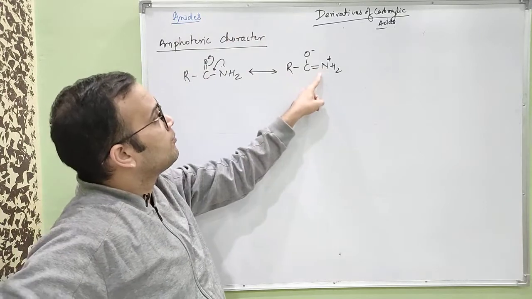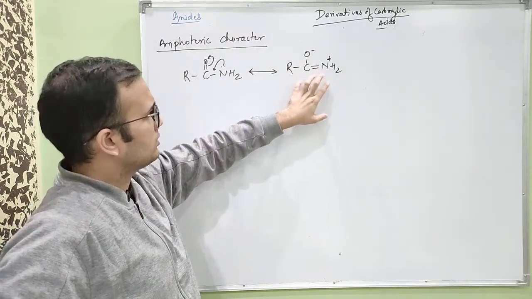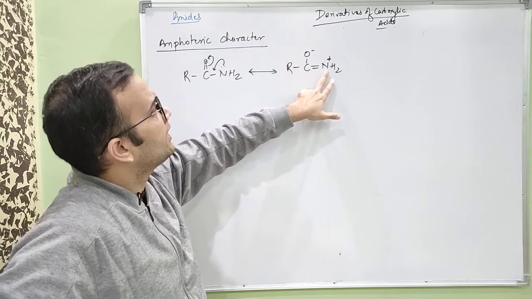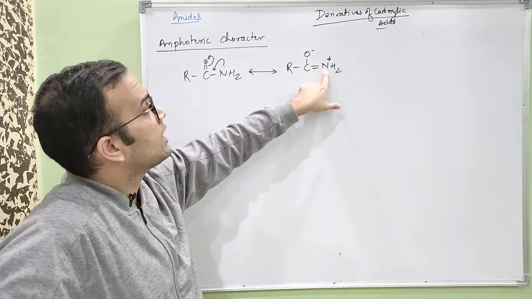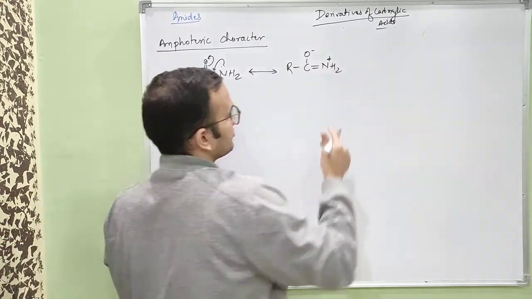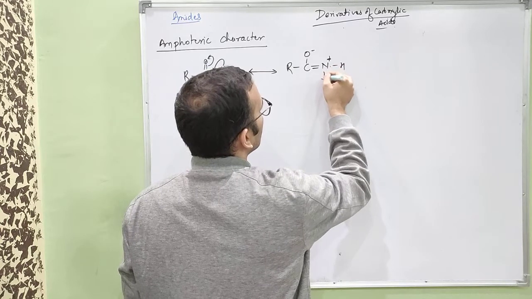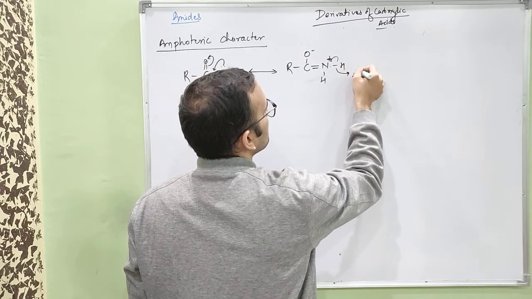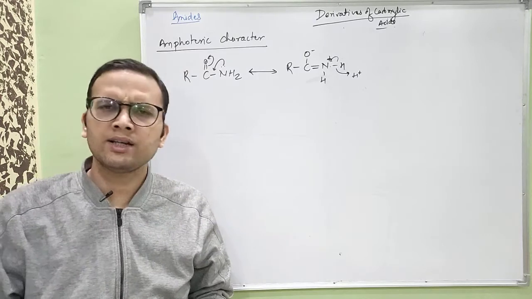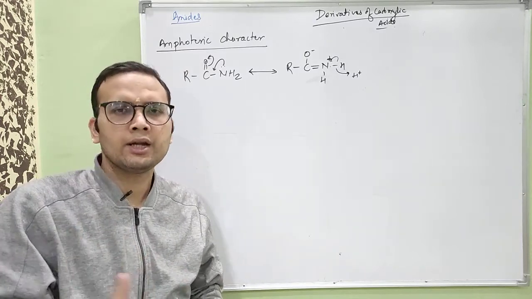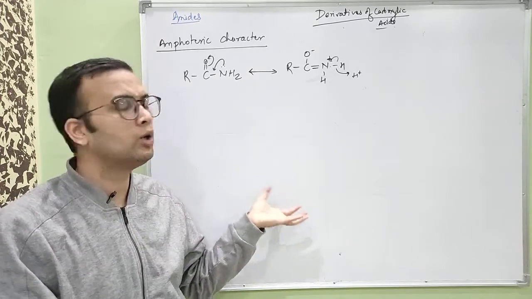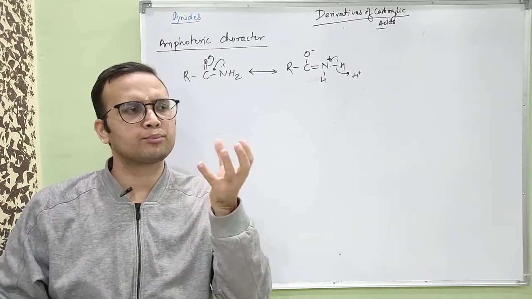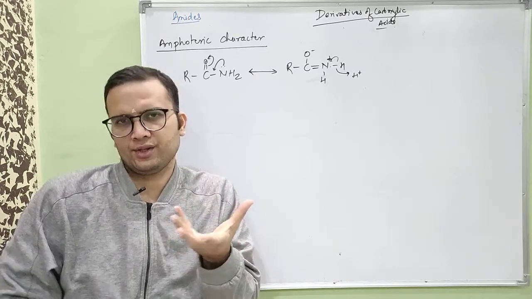But then again, if you look at the other resonance structure, the canonical form, you will find that there is positive charge on N. Since there is positive charge on N, what will this do? This will try to extract electrons from here, and when it tries to do that, this will go out as H plus. So it does have some acidic character. So it has both basic character, which is basically low, and acidic character, which is also low. So both the characters are there, though in lower strength.